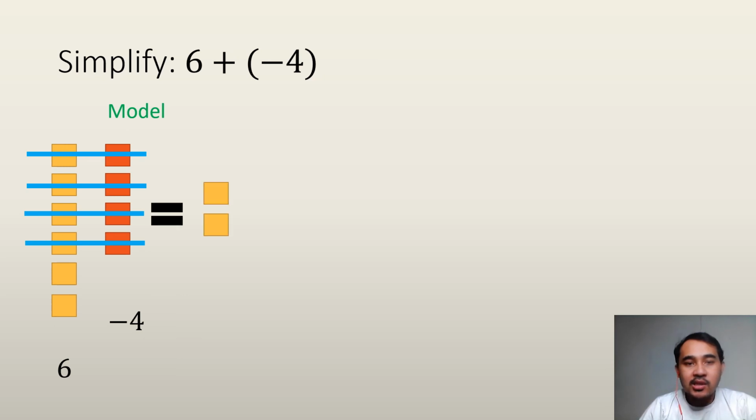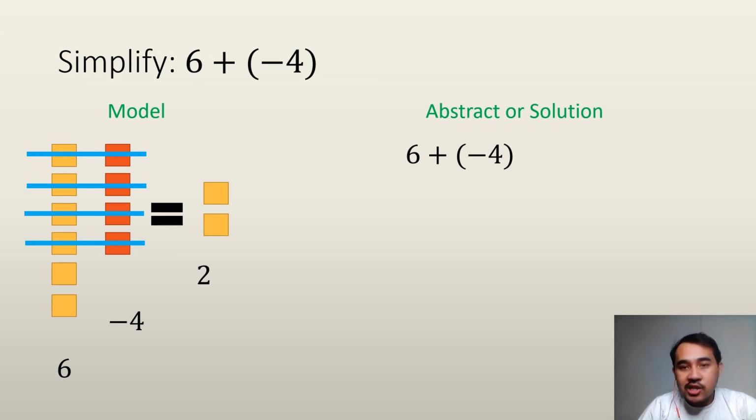Now, let's go with the abstract or solution. 6 plus -4. What will happen there is that you need to change the sign of this one because the positive and negative signs are consecutive. So we need to change the sign. Therefore, what will happen would be 6 minus 4. And then 6 minus 4, the difference is 2.